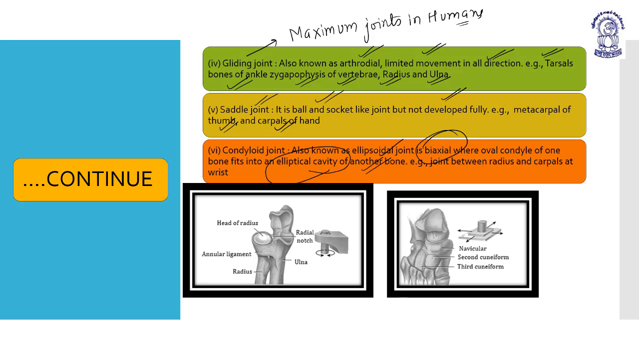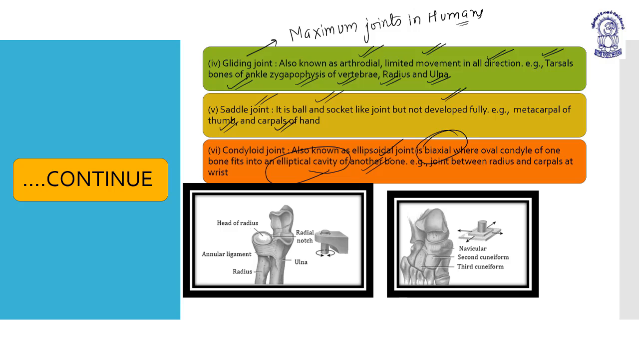Gliding joint is one in which one bone slides over the other. That is why it is known as gliding joint. It is also known as orthoidal joint. It provides limited movement in all directions. It is found between zygapophysis of vertebrae, between carpals, and between tarsals.